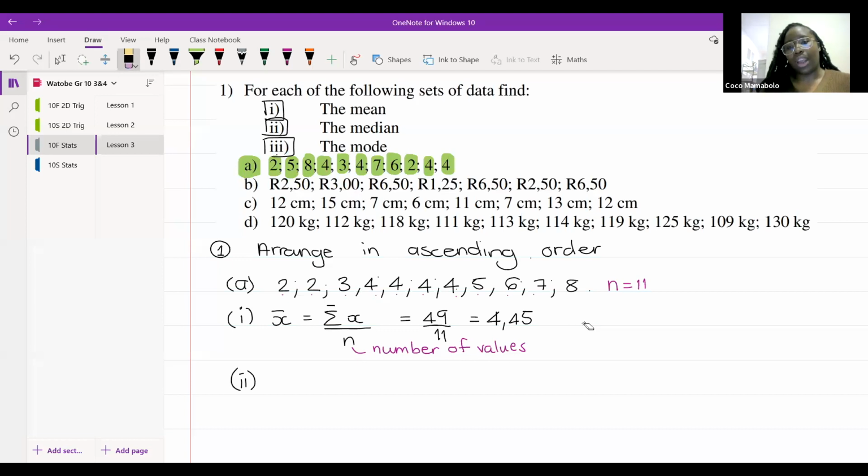Yes, ma'am. You're very right, and we're going to use position just now when I explain how we calculate the median. Thank you, Mamelo. Thanks for reminding me about position, because it is very important. Well done.